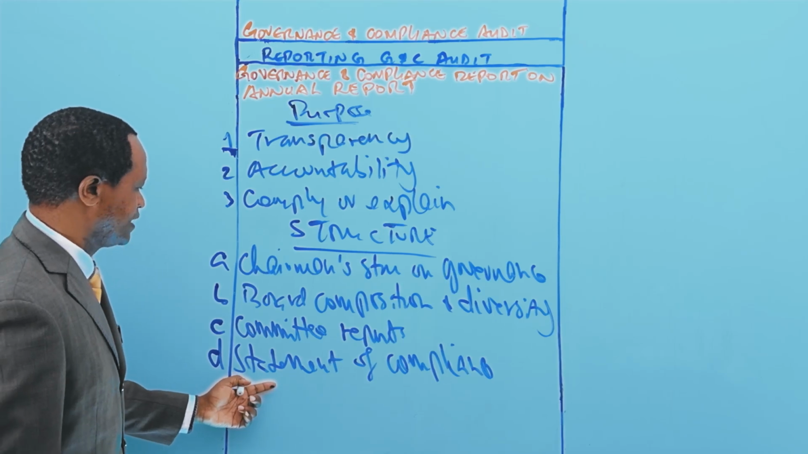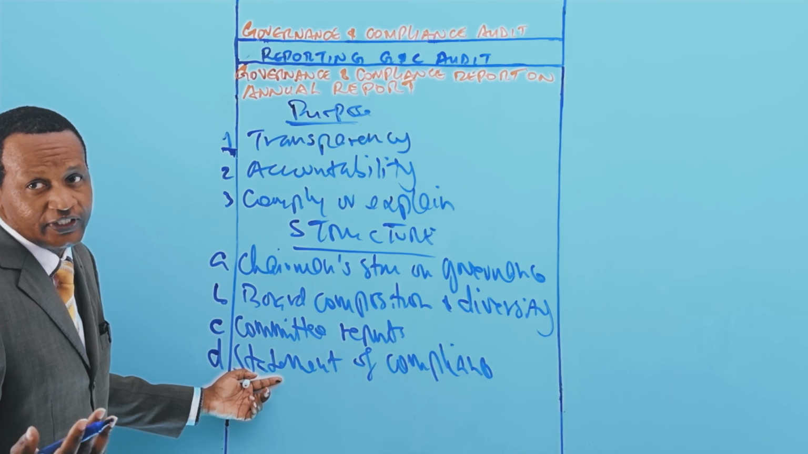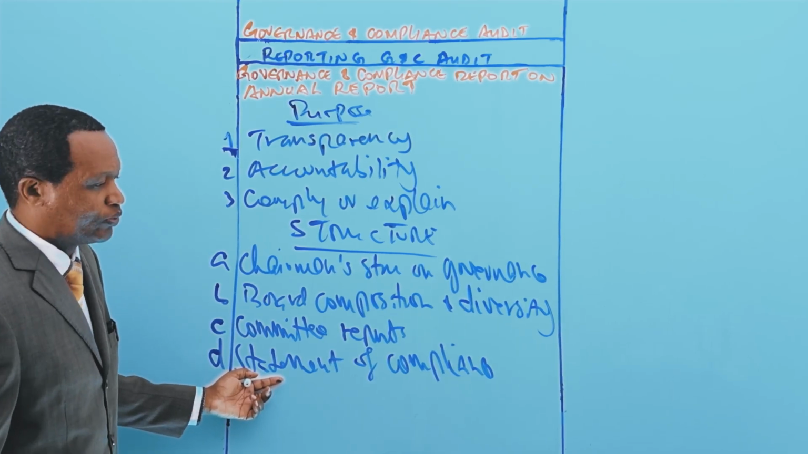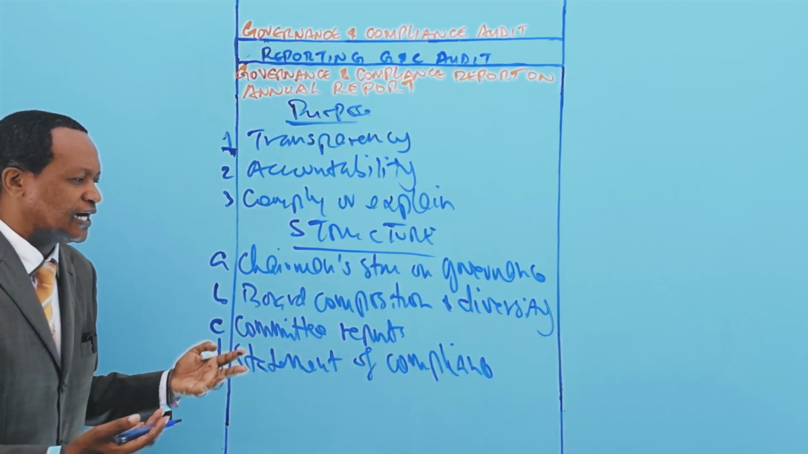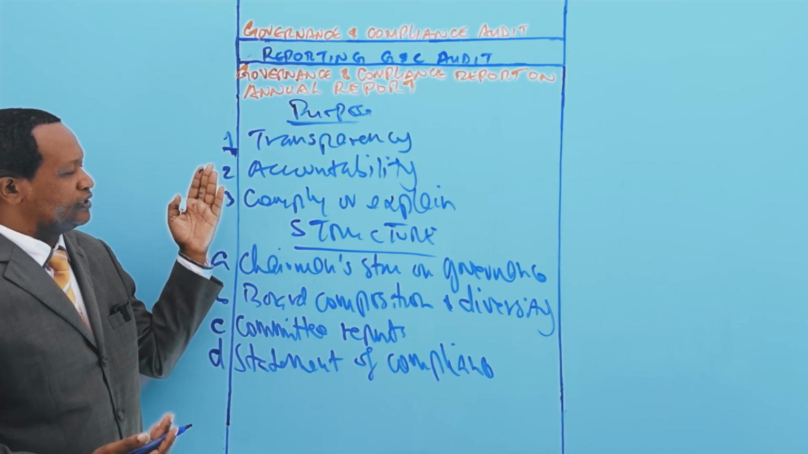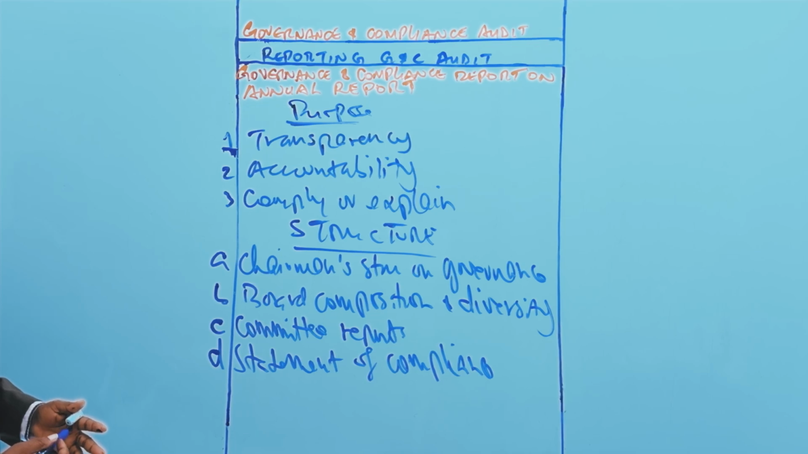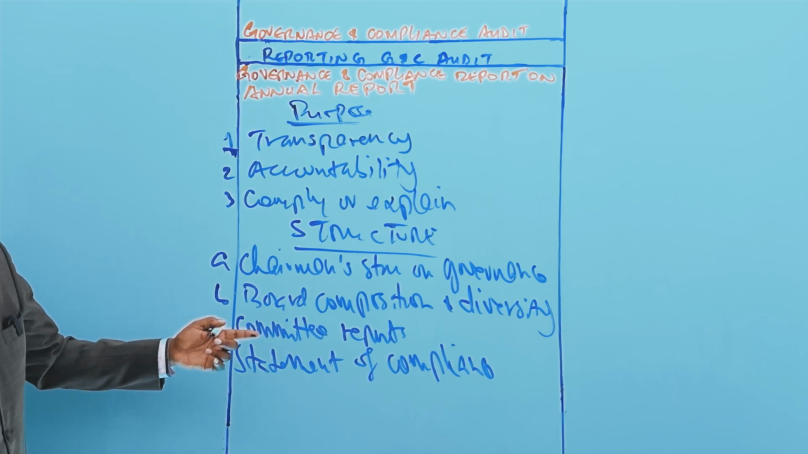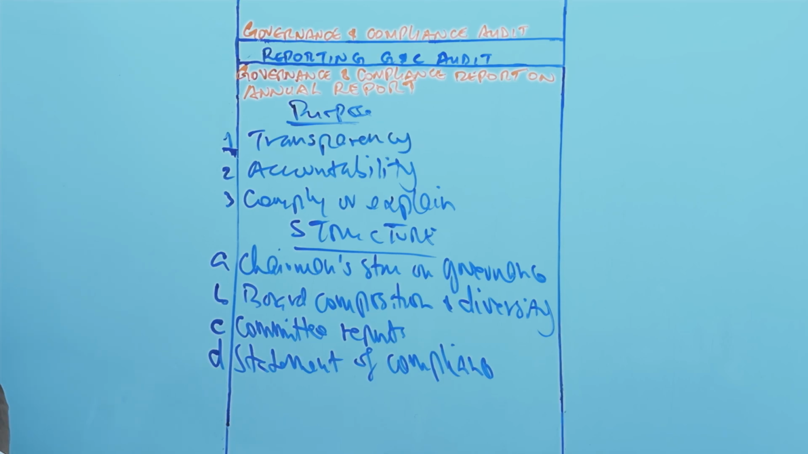We also have the statement of compliance. This is a definitive yes or no section where the board certifies compliance with specific laws and regulations, like the data protection laws, international treaties, and so on. So within the structure of the governance and compliance report in the annual report, we have the chairman's statement on governance, the board composition and diversity, the committee reports, and also the statement of compliance.